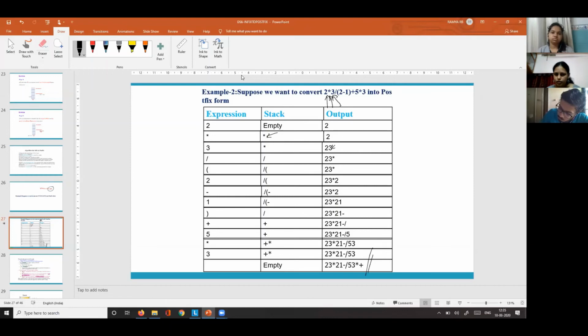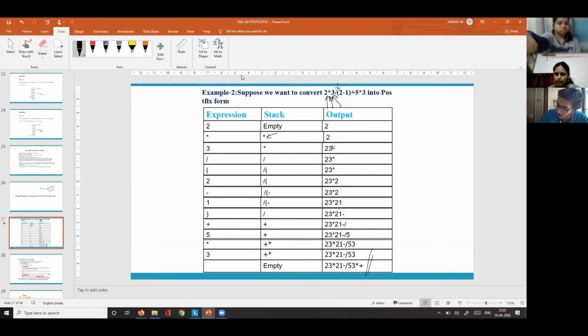Next you are meeting division. So what will happen? We have a problem, right? What is the problem? Multiplication and division have the same priority, equal precedence. So you cannot keep them inside together. So what do you have to do? Bring multiplication outside and then bring division inside. So it becomes 2, 3, multiplication, and division comes inside the stack.